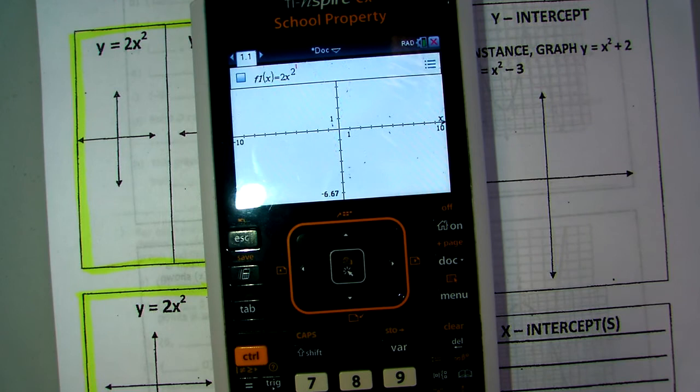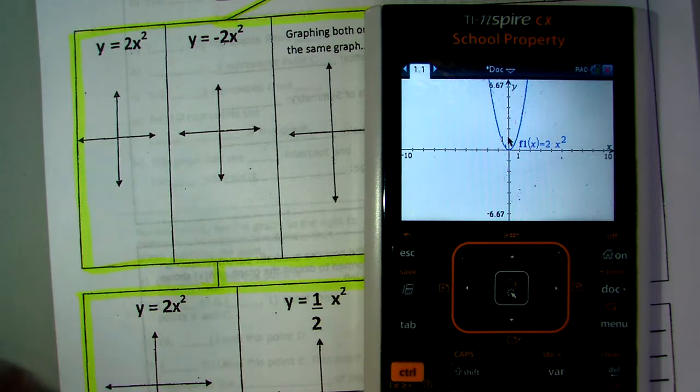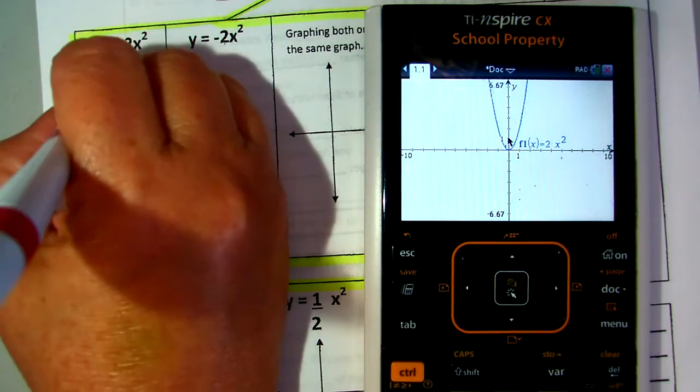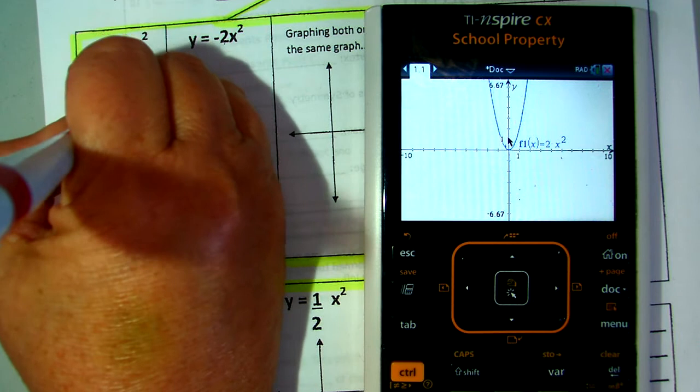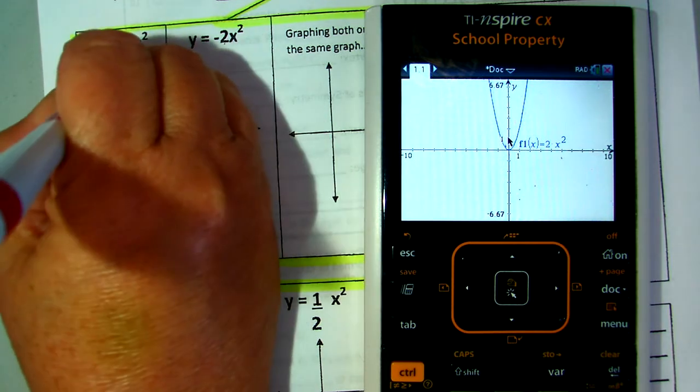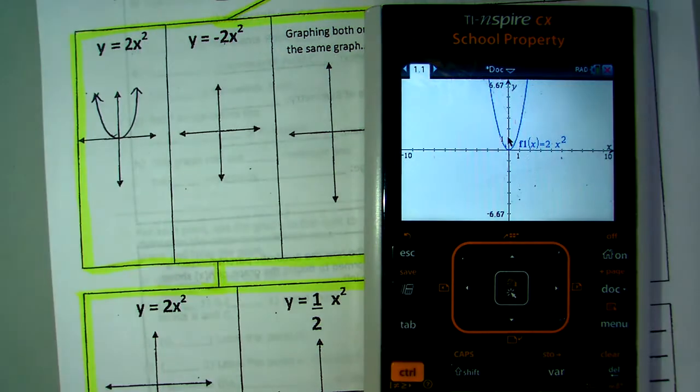So what does this look like? You see, it looks like a letter U, like a capital U. So that's what we're going to do here, all right? We're going to sketch what we see. We see a letter U. Okay, we're going to represent it with arrowheads.